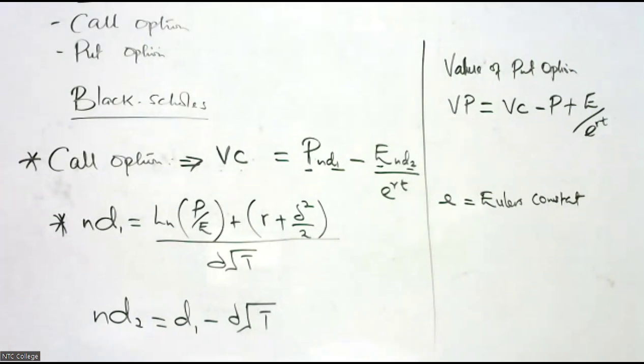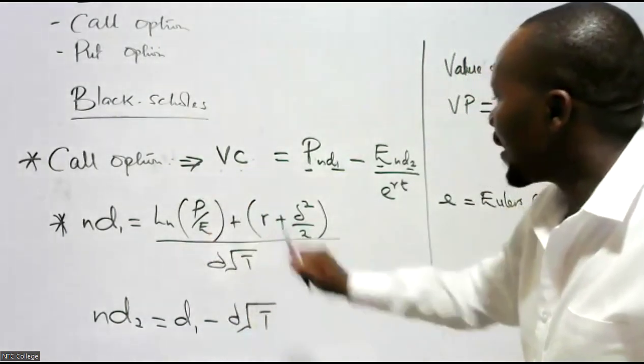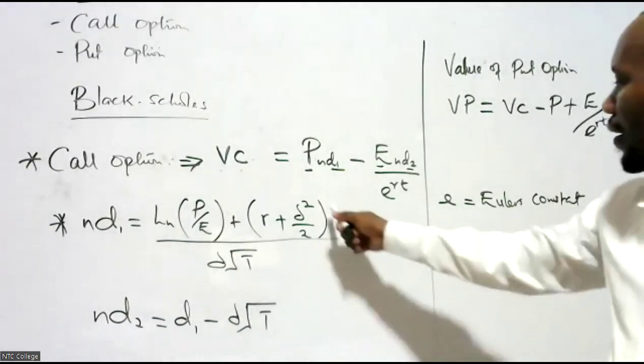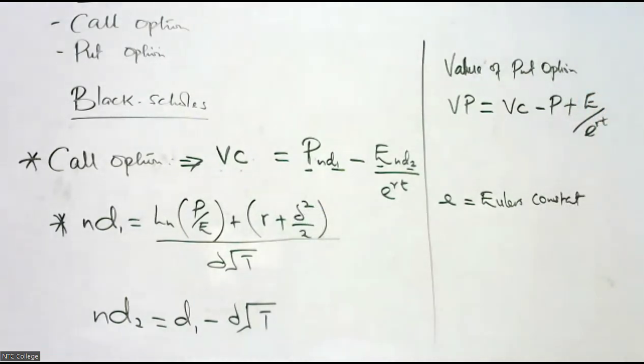P is the price. And then R, you can see now you are getting them here. So we have P, we have E. R was the risk-free rate of return. And then we have this one, variance over 2. Then we have T here.